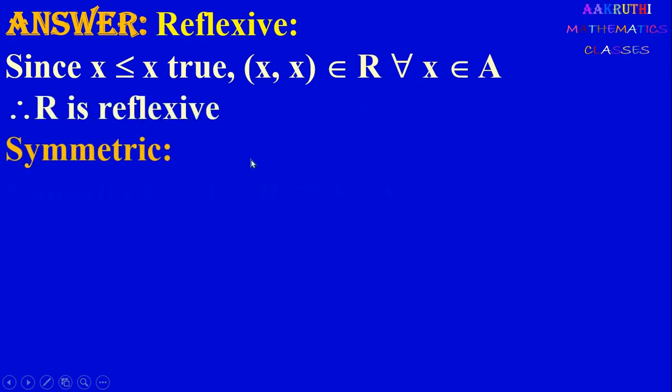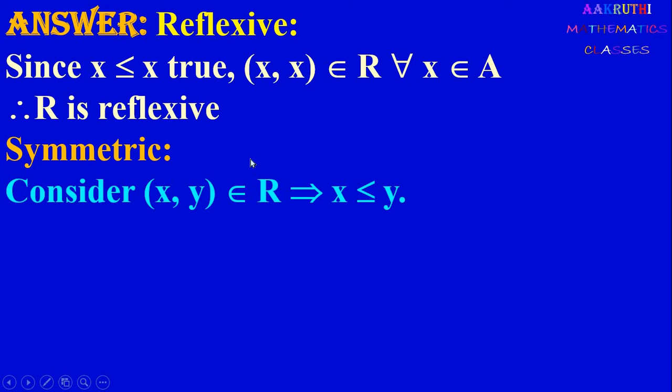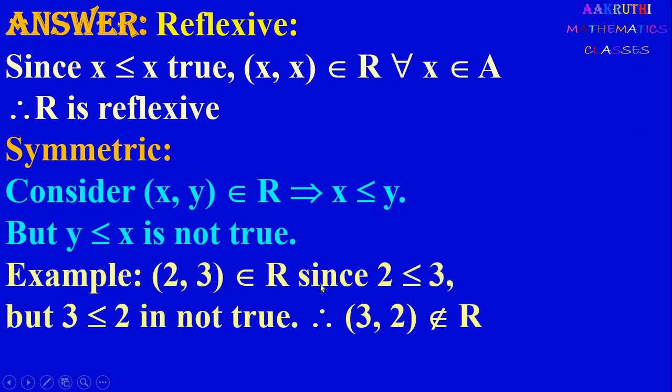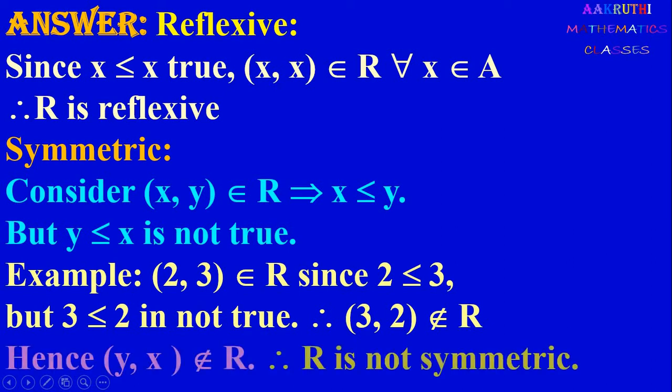Next, is it symmetric? We consider (x, y) belongs to R, then x is less than or equal to y. But y is less than or equal to x is not true. Consider the example (2, 3) belongs to R since 2 is less than or equal to 3, but 3 is less than or equal to 2 is not true. Since (2, 3) belongs to R but (3, 2) does not belong to R, this relation is not symmetric.